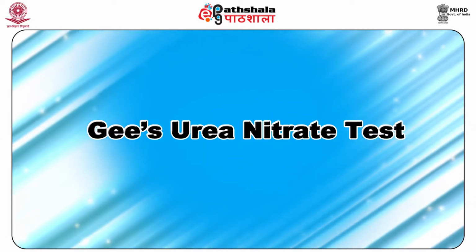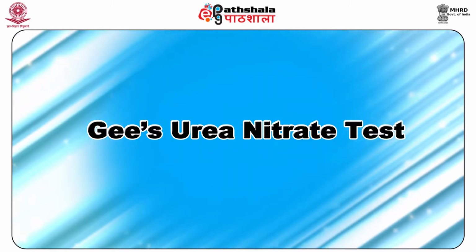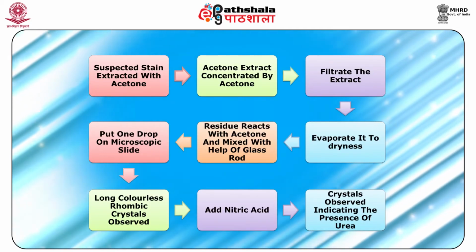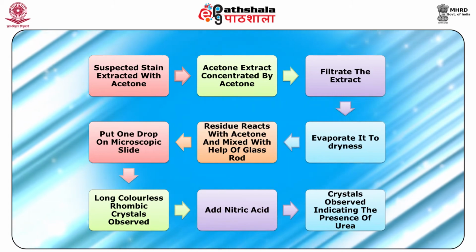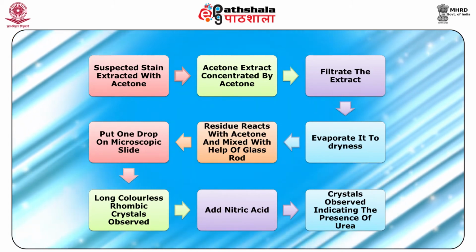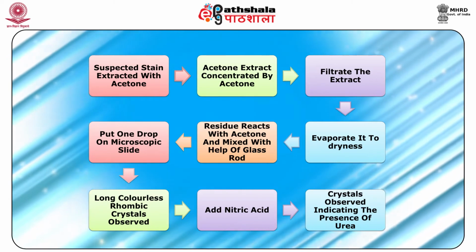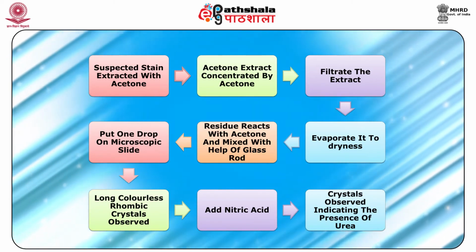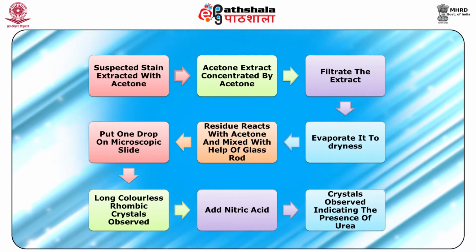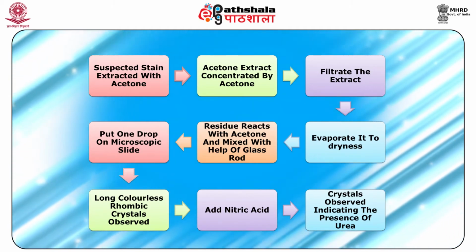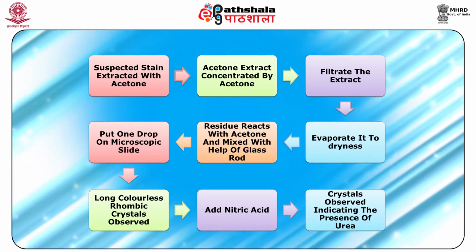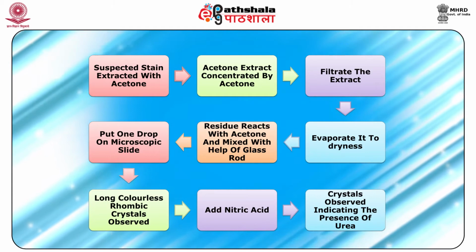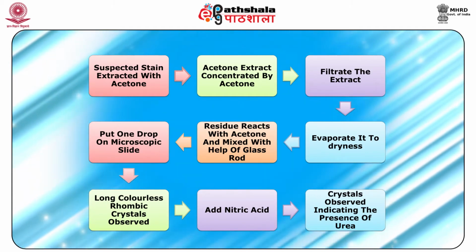Now we will learn about the Guy's urea nitrate test. The suspect stain is extracted with acetone, and the acetone extract is concentrated by evaporation. Filter the concentrated extract and then evaporate it to dryness. The residue is then reacted with acetone solution and mixed with a glass rod. Take one drop of the solution onto a microscope slide and then again let it evaporate.